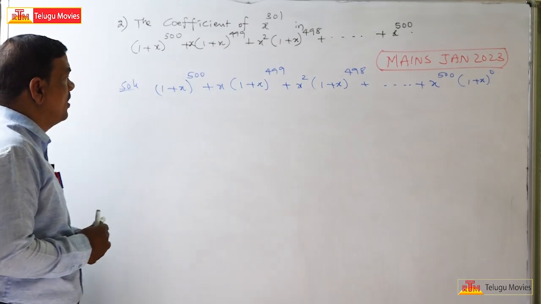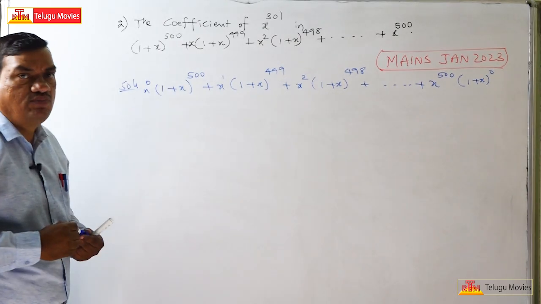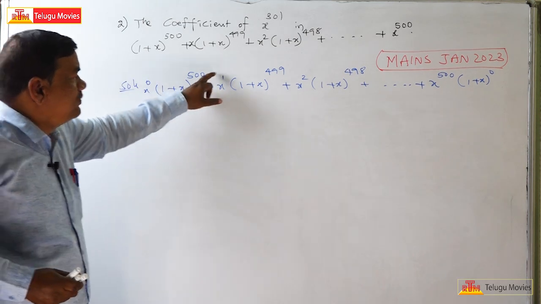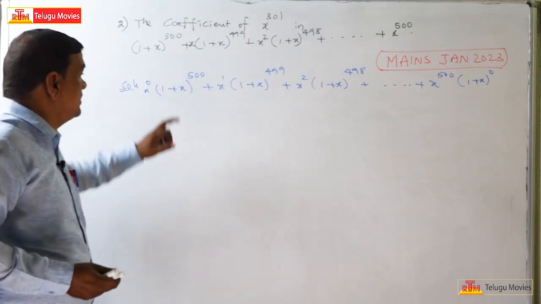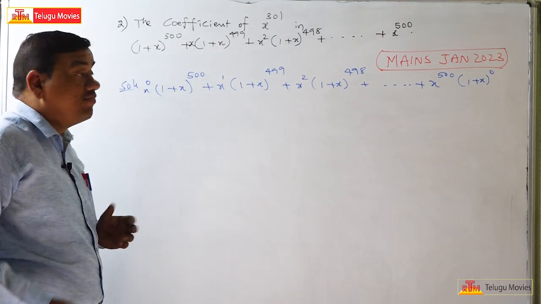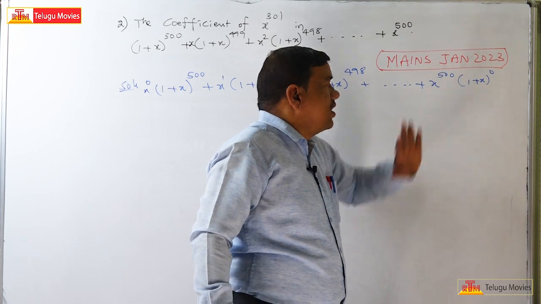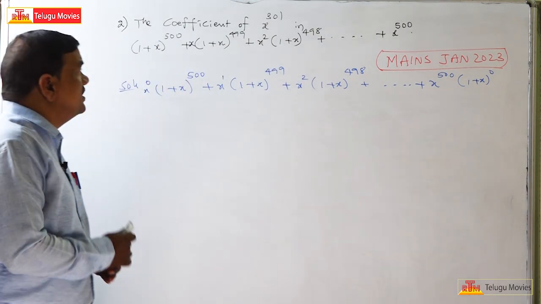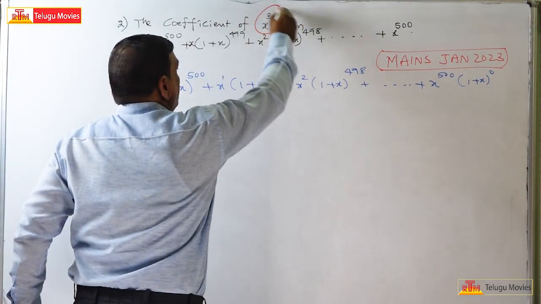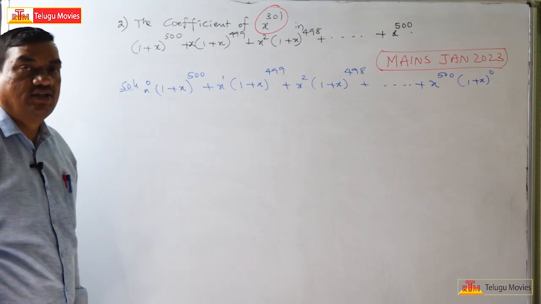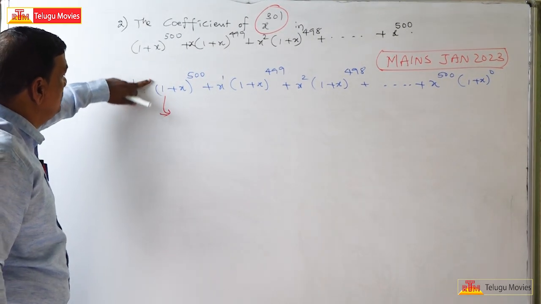Understand? Observe here, this is x power 1, this starts with x power 0. Observe the first terms: x power 0, x power 1, x square, x cube, so on, x to the power of 500. Second factors: (1 + x)^500, (1 + x)^499, so on 498, last (1 + x)^0. In this we have to find the coefficient of x to the power of 301. Clearly, x power 0 means I will leave it here.